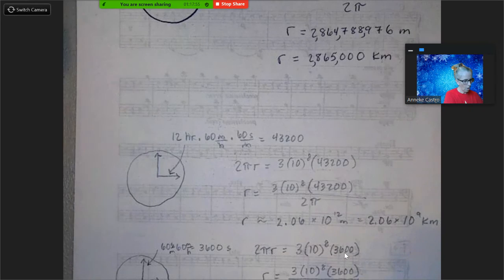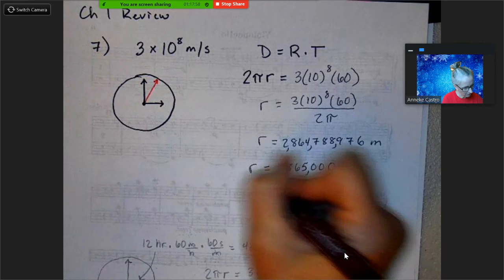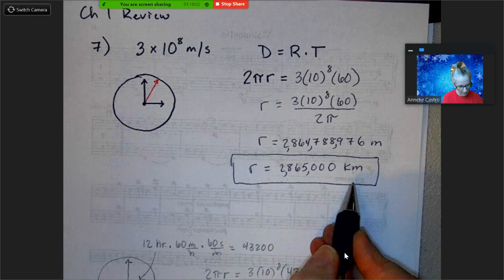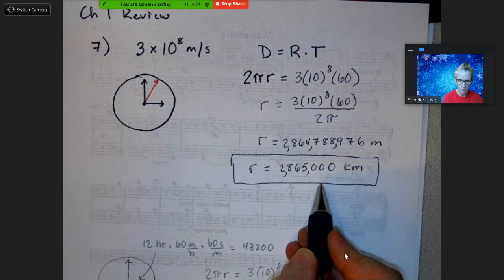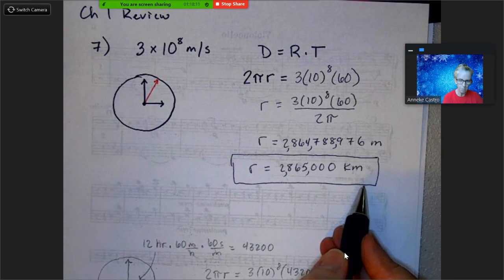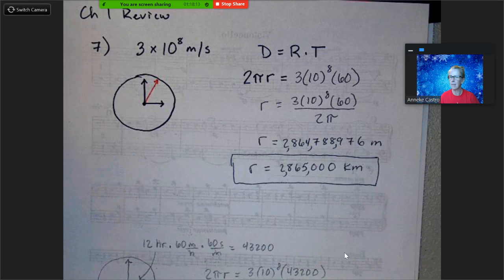All right, so I believe the correct answer is this one right here, because there it is, 4 significant figures in standard form, not scientific notation, and it's kilometers. So I believe that is what the actual answer should be. All right, that's it. That was problem 7.